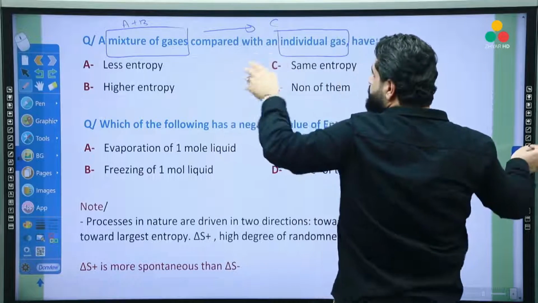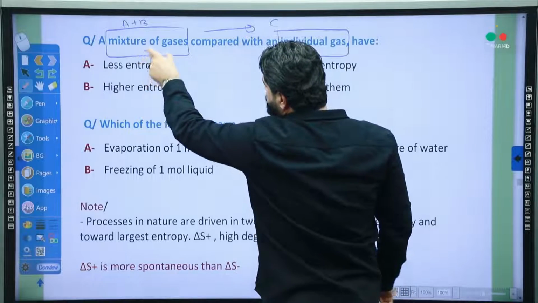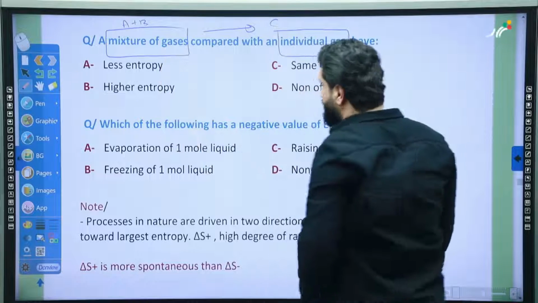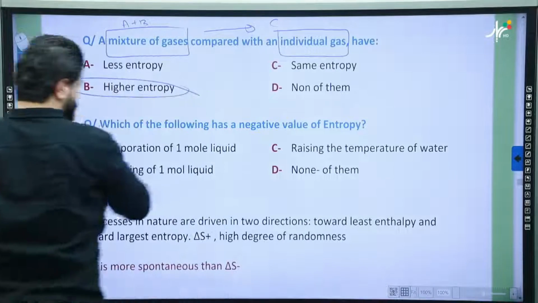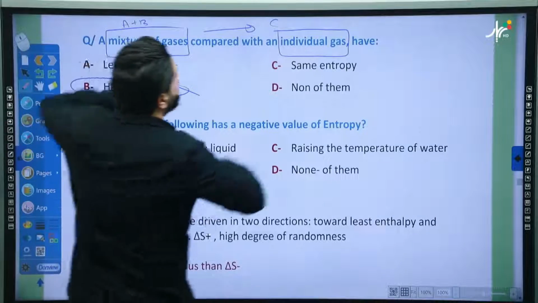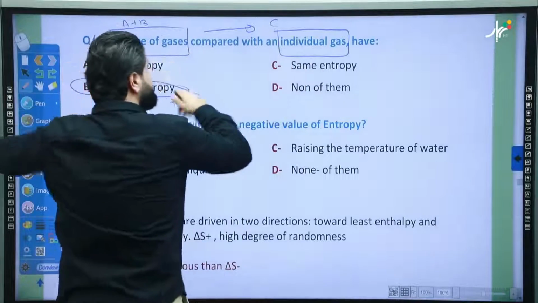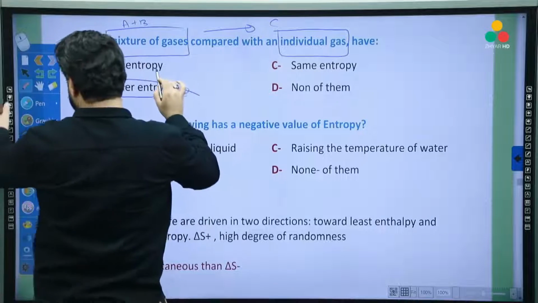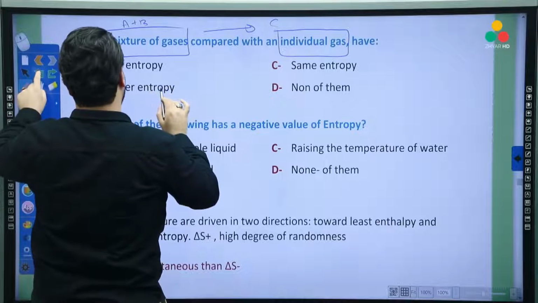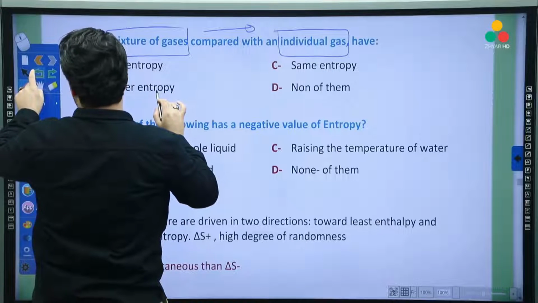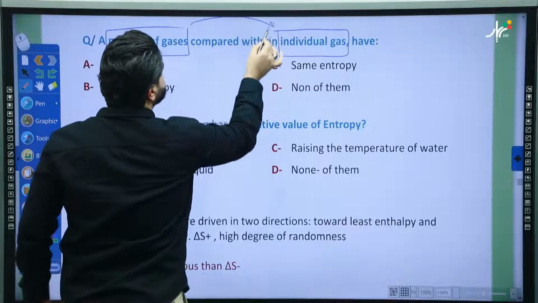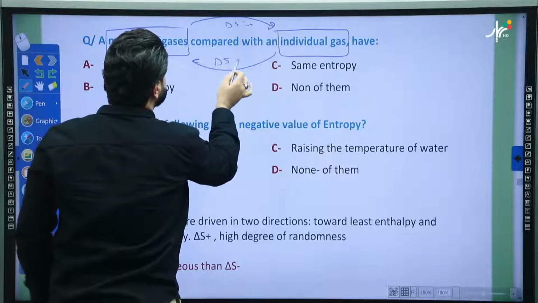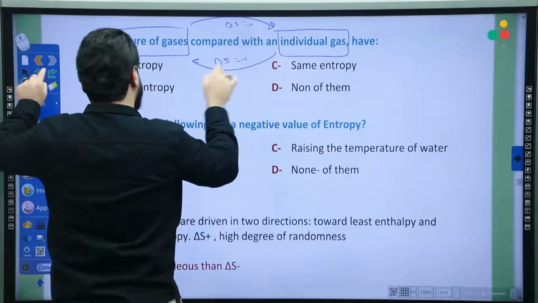But the question is about a mixture of gas. So can you tell us about the entropy of a mixture of gas compared to an individual gas? Higher entropy, of course. Another thing: what if we compare an individual gas to a mixture of gas? Less entropy in that case. So let's get back to some detail. Here to here, delta S is positive. Here to here, delta S is negative.